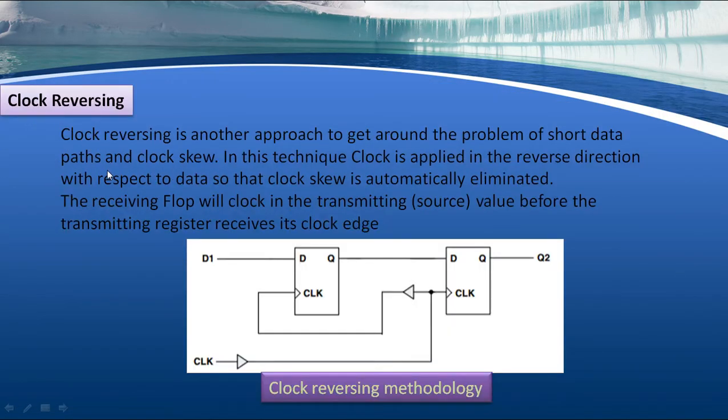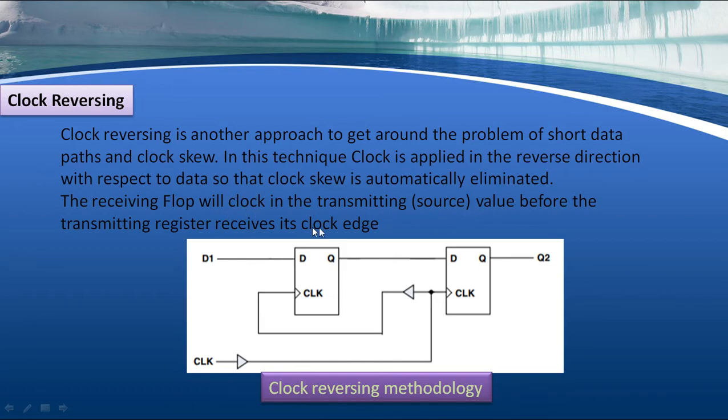Clock reversing. This is the second way. Clock reversing is another approach to get around the problem of short data path and clock skew. In this technique, the clock is applied in the reverse direction with respect to data, so that the clock skew is automatically implemented.